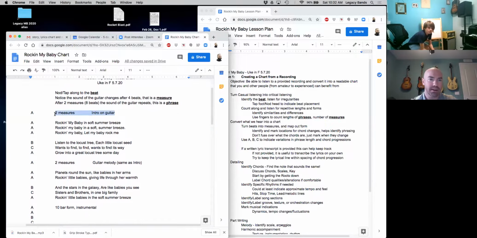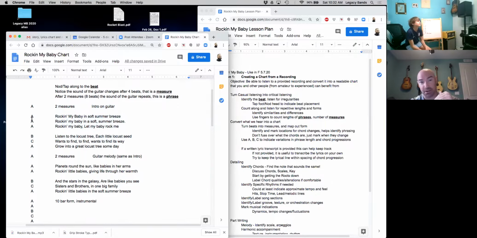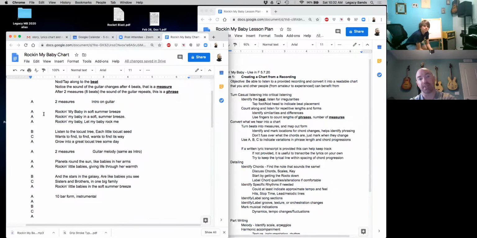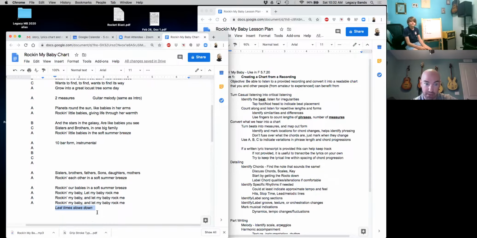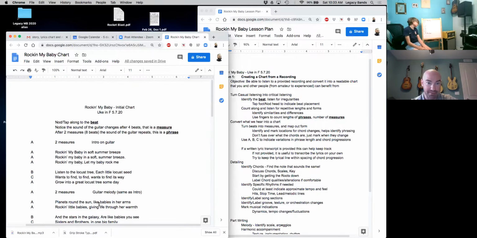So at the beginning, there's an extra A that we didn't write down, and that's the intro that happens at the very beginning. And then you can see I've also filled in the lyrics here so that as I'm listening to the song, I have that lyrical assistance coming in, so everything kind of matches up. And just like you did, I've got the instrumental written down here. And then I've got the last time slows down written in there as well. And that, my friend, is the basic form of the chart. Nice. Any questions about that?